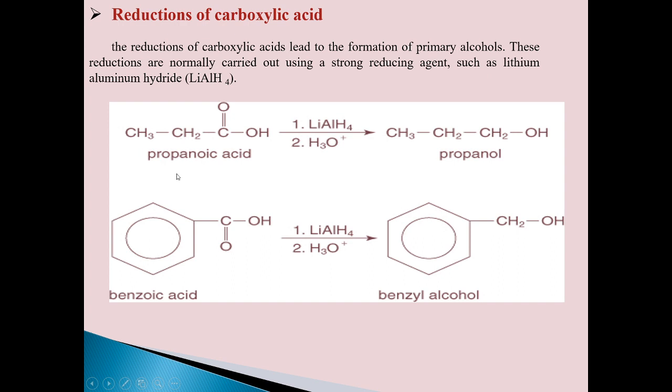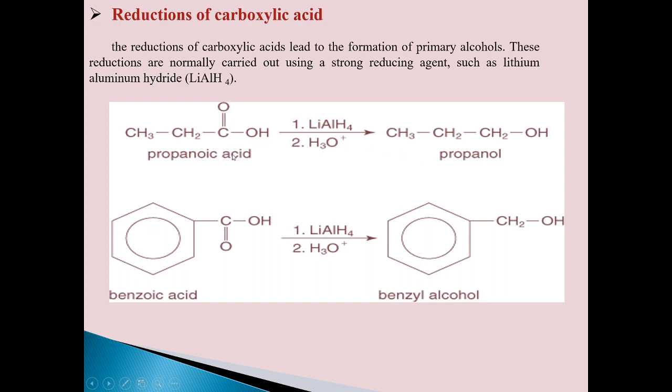Okay, see here, the example of the acid is propionic acid. CH3CH2C double bond O, OH reacts with lithium aluminum hydride and forms CH3CH2CH2OH. That means propanol. Propionic acid to propanol. Okay, is it clear?